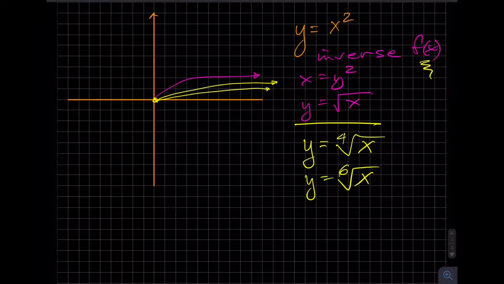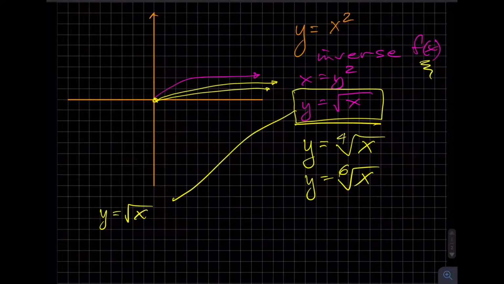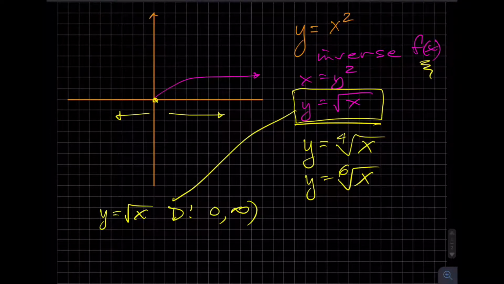And how do we determine the restriction on the domain? Well, we need to think about the parent function, which is this one here, y equals the square root of x. It has this domain restriction such that x can't be any less than 0 and has to be greater than or equal to 0. It goes from 0 to infinity, including 0. So why is that the case?